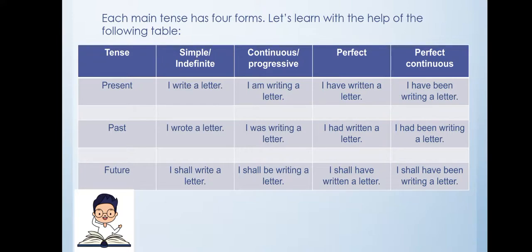Simple past tense, I wrote a letter. Past continuous, I was writing a letter. Past perfect, I had written a letter. Past perfect continuous, I had been writing a letter. Likewise, future tense, future indefinite, I shall write a letter. Future continuous, I shall be writing a letter. Future perfect, I shall have written a letter. Future perfect continuous, I shall have been writing a letter. So, I once again request you all to read this table minutely.